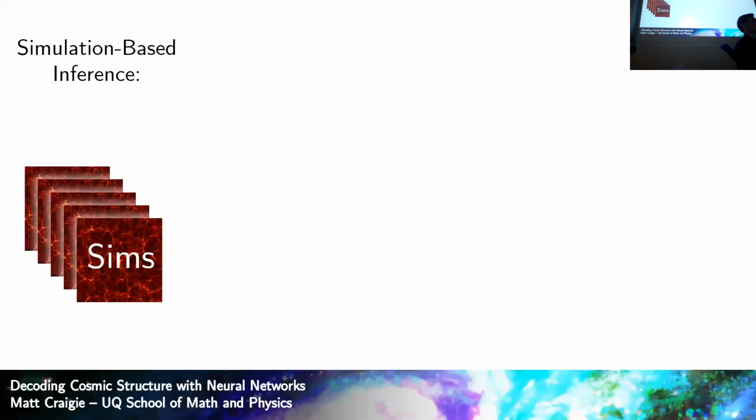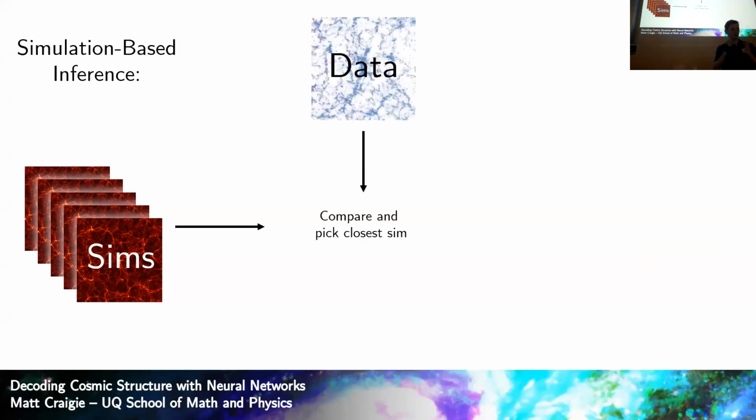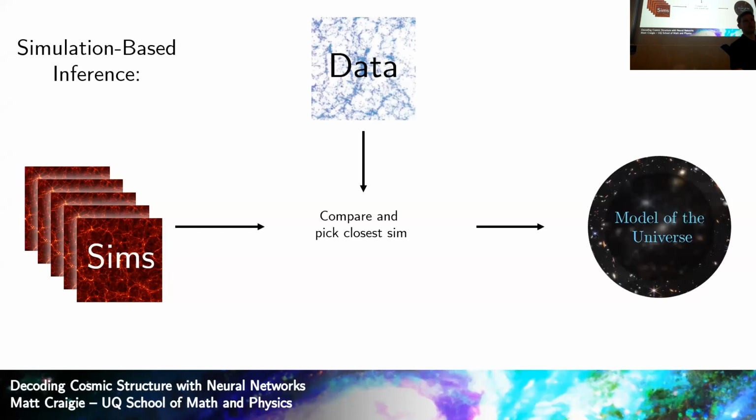So the idea of simulation-based inference is to take those sims, take the real data, compare them, and pick which one is the closest. Whichever one's the closest, we expect is going to be a good idea of what the model of the universe is actually like. But unfortunately, picking the closest sim is not exactly a trivial task, because we're never really going to know what the initial parameters of our own universe look like. Like how did the seeds start? Actually figuring out what's closest is a little bit difficult.